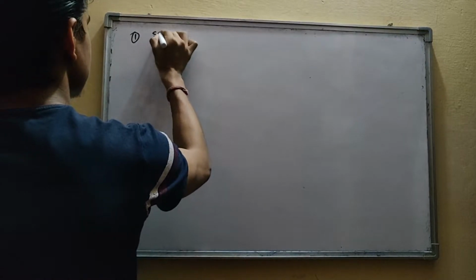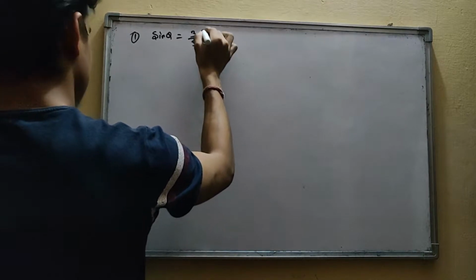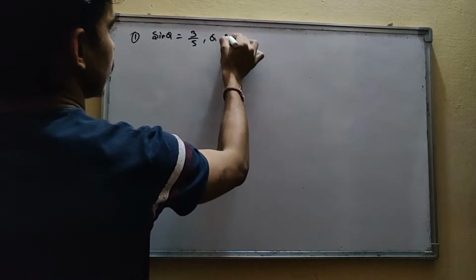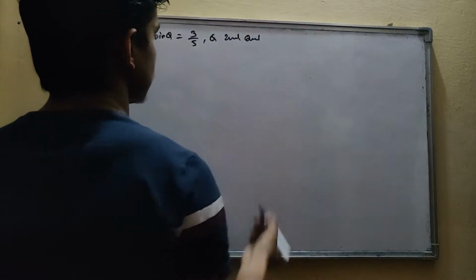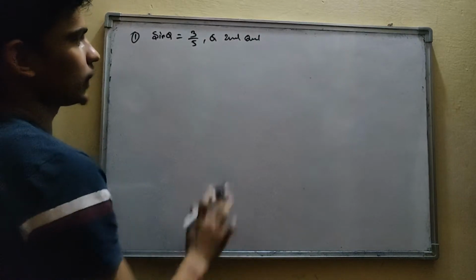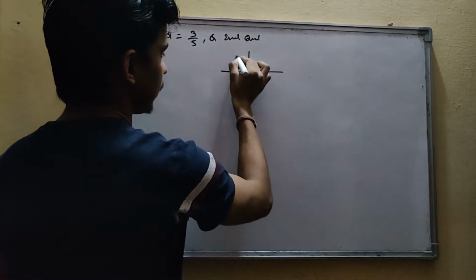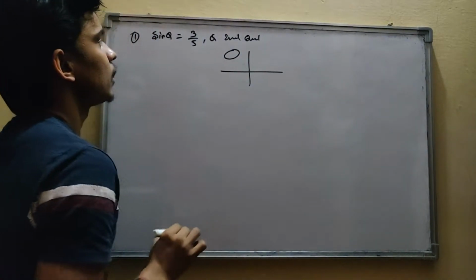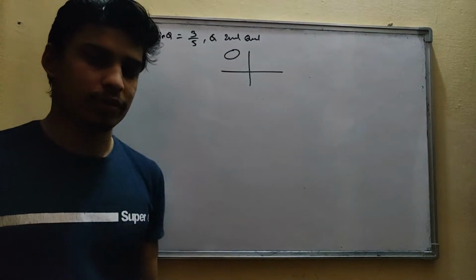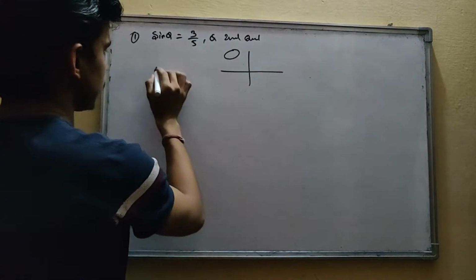Now sine theta is equal to 3 upon 5 and theta lies in the second quadrant. So the question is, find all other trigonometric functions. The only use of this part is to assign the signs. In the second quadrant, only sine and cosec are going to be positive, and all other trigonometric functions are negative. So just keep this in your mind.